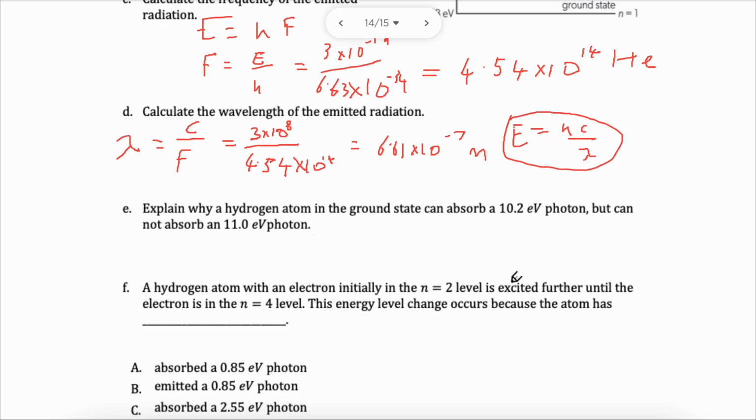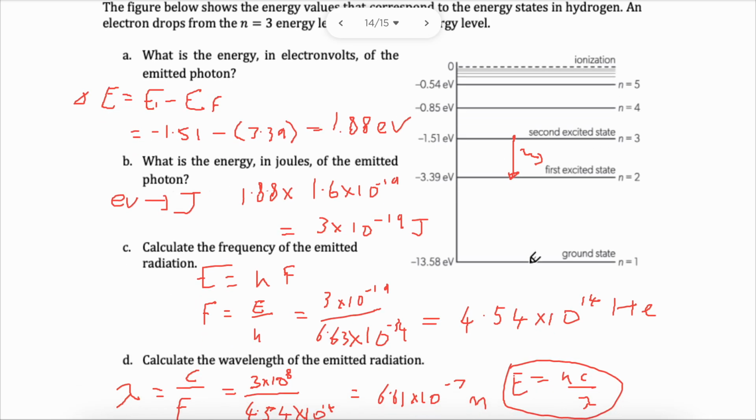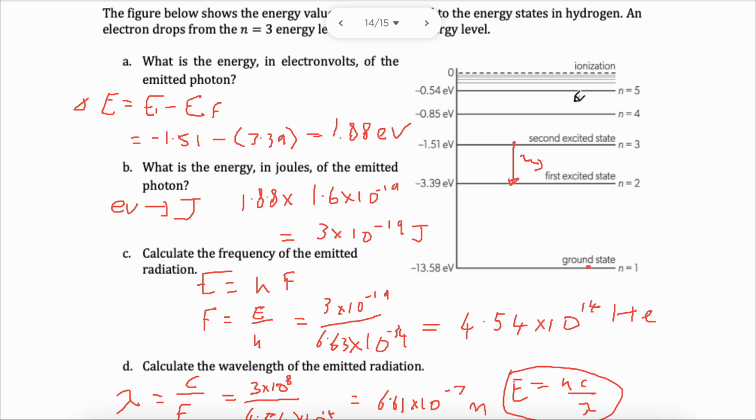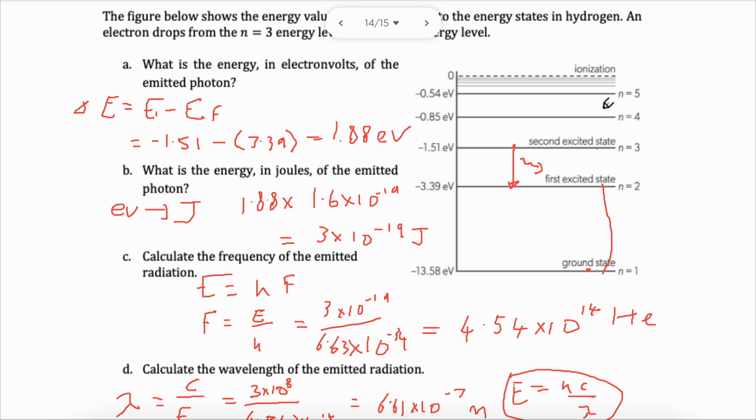Nicely done. Okay. Explain why this in the ground state can absorb this, but not this. Well, let's find out. If I'm in a ground state over here, and I want to absorb 10.2, that 10.2 will be the difference between one of these states. So final minus initial. I will have to figure out how much energy is needed to get to this one, and then maybe this one, and this one, just to see. 10.2. Let's see. Negative 13.58 minus negative 3.39, that is 10.19.